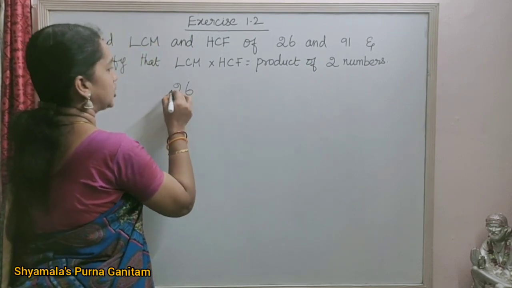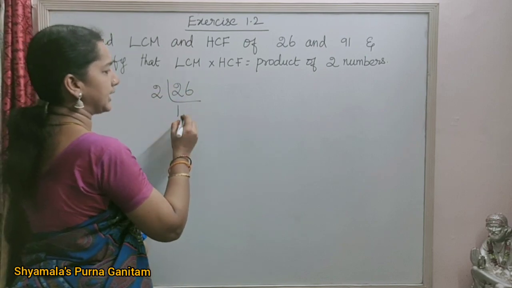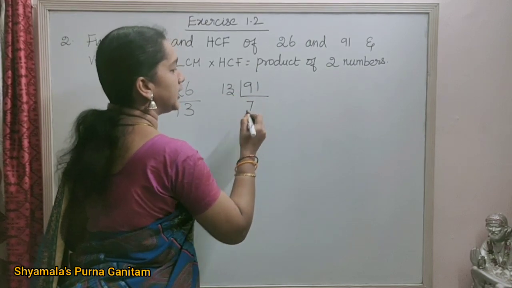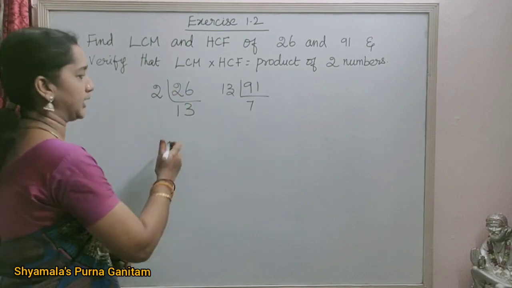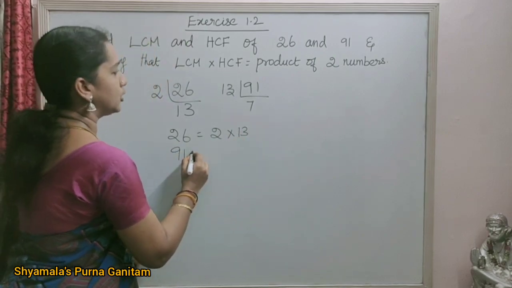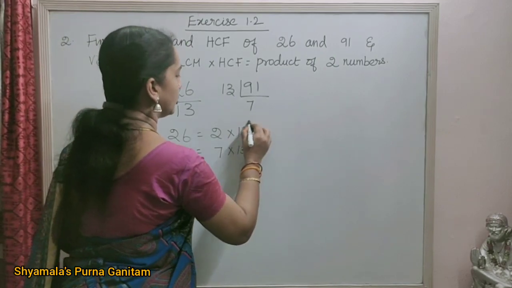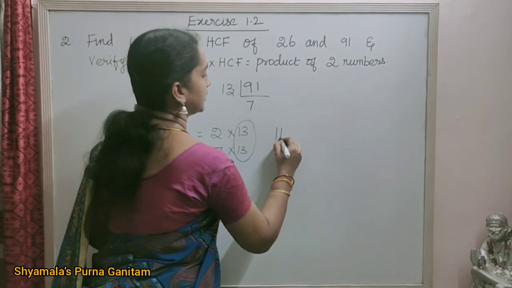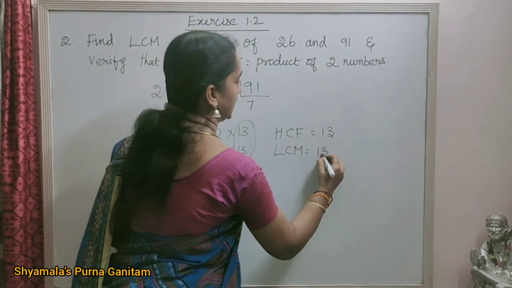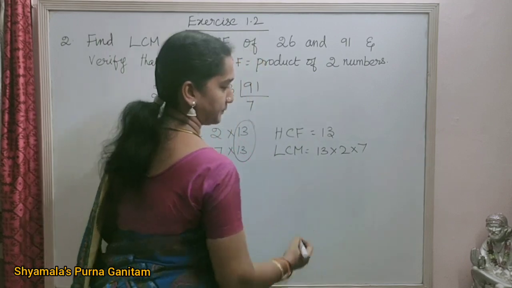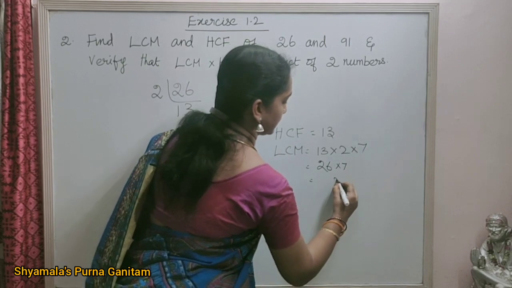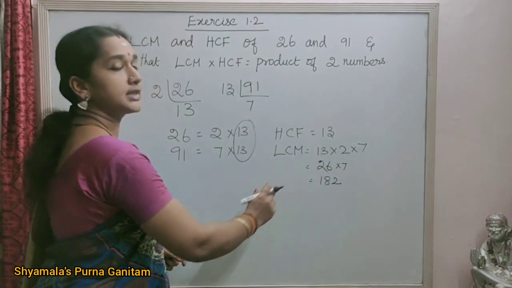So 26 is 2 times 13. Then 91 also will go in the 13 table, 13 into 7. These are the prime factors. So 26 you can write as 2 into 13 and 91 you can write as 7 into 13. So the HCF is 13 and the LCM is 13 into 2 into 7. 13 into 2 is 26, 26 into 7 is 182. So this is the LCM.